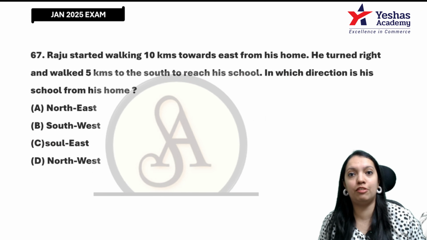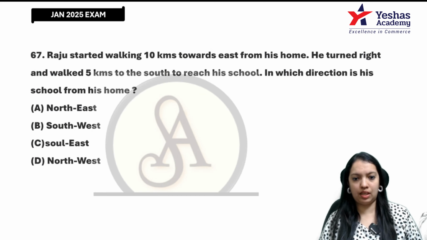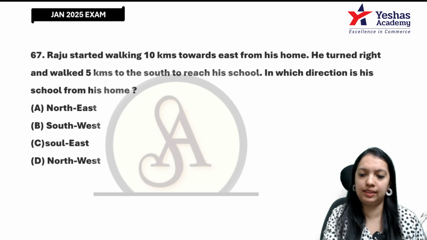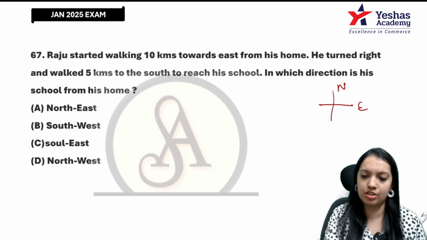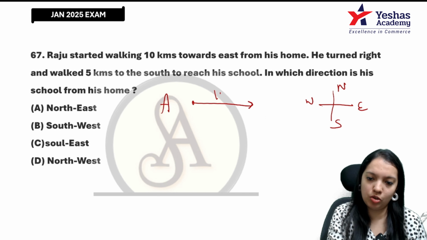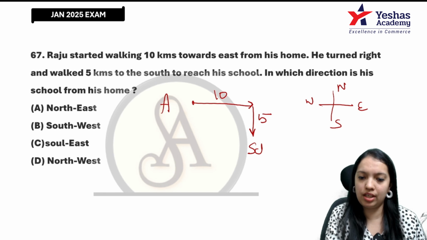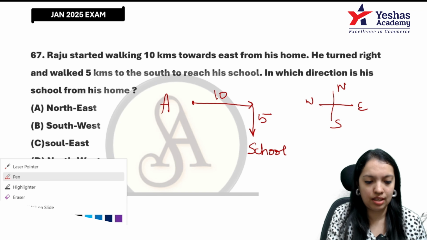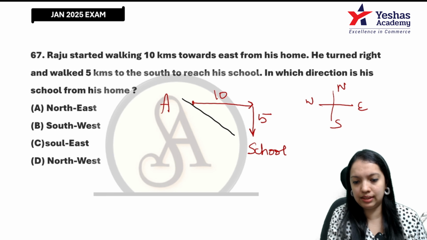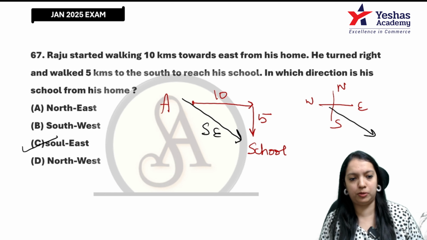Next, this is a question from direction sense test. Raju started walking 10 kilometers towards east. Now, when you draw directions like this, he started from the point I'll take as A. He went 10 kilometers east. From there, he took a right turn for 5 kilometers to reach the school. In what direction is the school from his house? What direction is this? South and east, southeast, which is option C.